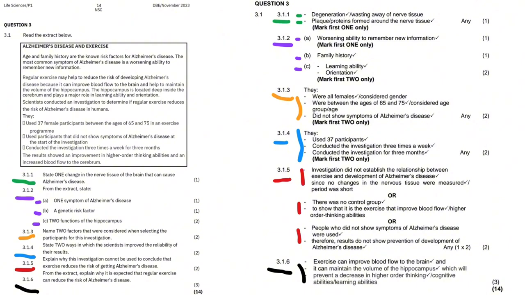3.1.6. From the extract, explain why it is expected that regular exercise can reduce the risk of Alzheimer's disease. The answer: exercise can improve blood flow to the brain, and it can maintain the volume of the hippocampus, which will prevent a decrease in higher order thinking or cognitive abilities or learning abilities.